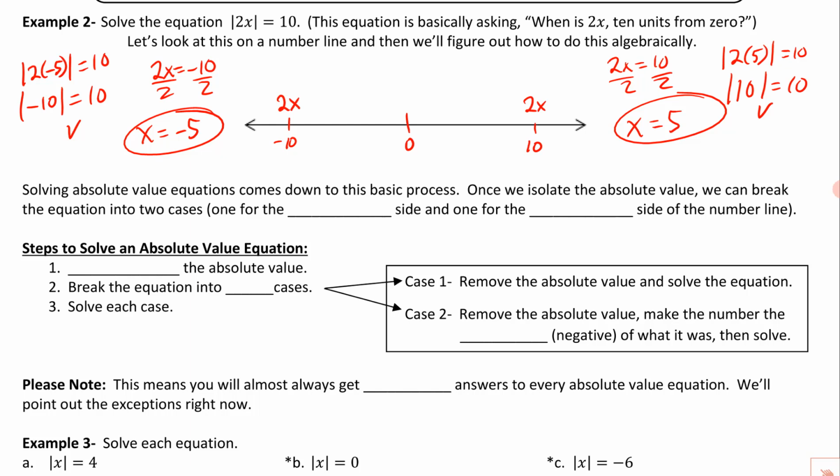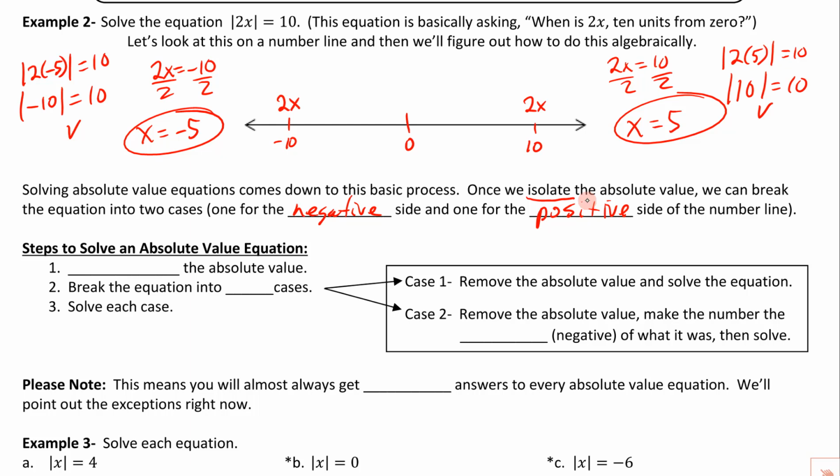So when we're solving absolute value equations, it's going to come down to this basic process. Once we isolate the absolute value, and that's really important, I want you to underline that. We are going to need to isolate that absolute value expression. Whatever that absolute value expression is, we need to isolate it. Then we're going to break it into two cases. One for the negative side, in other words, going to the left, and one for the positive side, or going to the right.